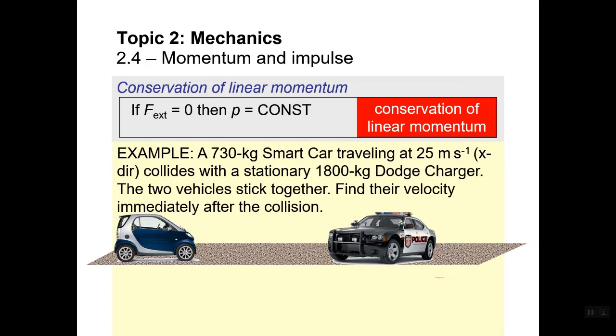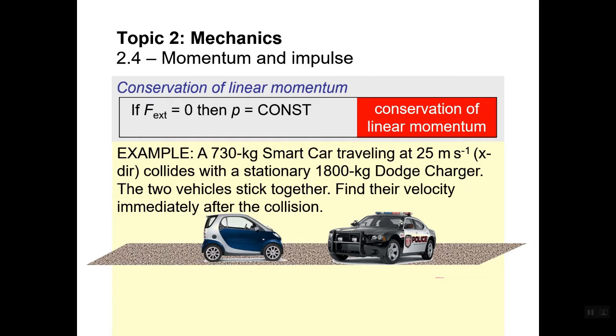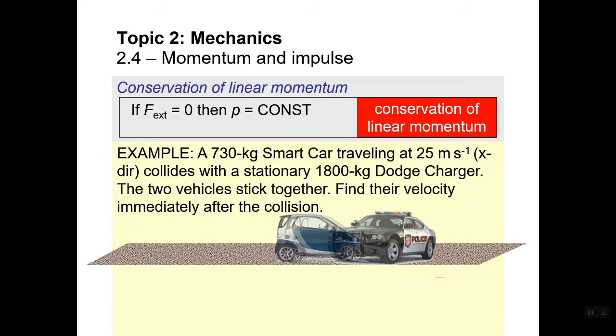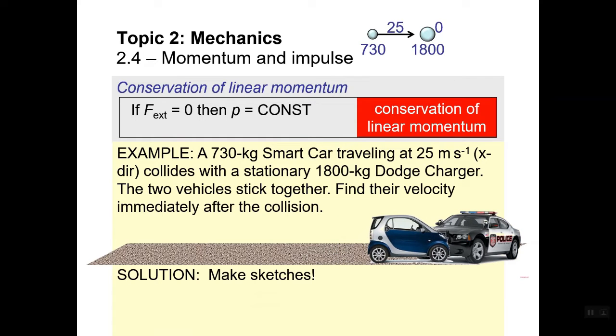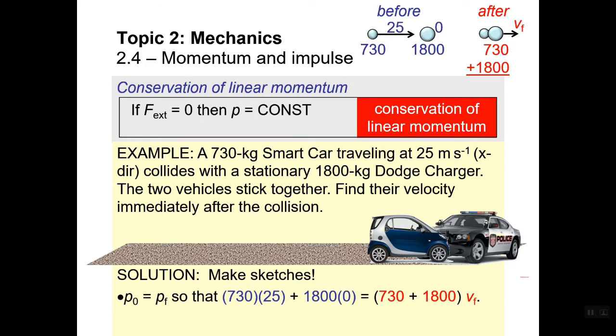The best thing to start off is to make sketches. The 730 kilogram car is traveling at 25 meters per second toward the stationary Dodge Charger. That's before the collision. After the collision, they travel with the same velocity, and the masses add up. So initial momentum equals final momentum.